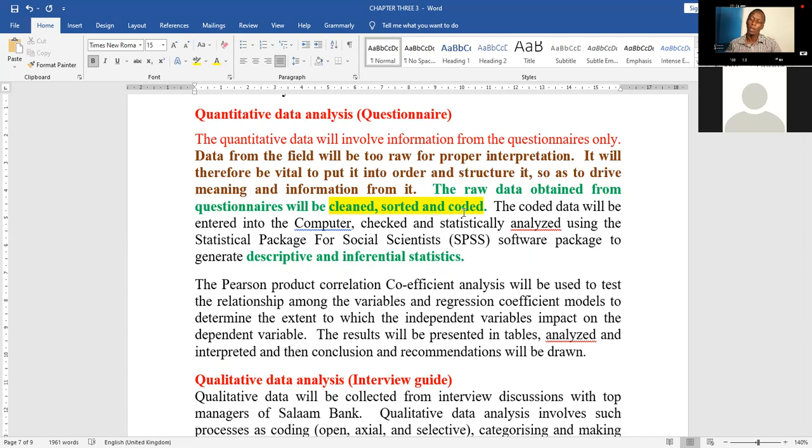Maybe you should not think that this is the coding of IT. You understand? The coding that I mean here is entering the questionnaires that you have obtained from the field into a SPSS program. That is what we call coding.